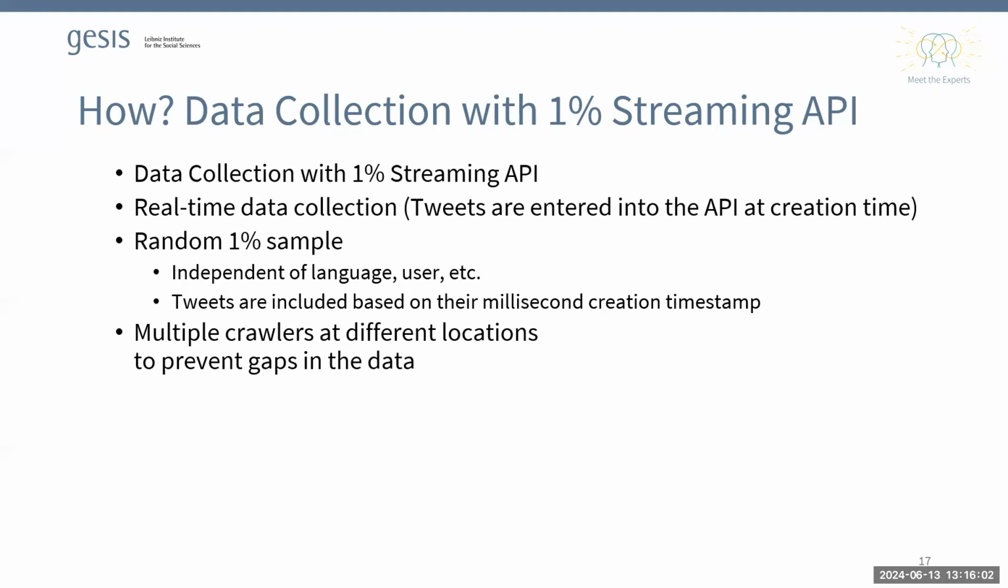That means once a tweet is shared, it was entered into the API, and this API delivered 1% of all the tweets that were posted. And this is a random 1% sample, so it's independent of the language, independent of users, etc. So the only reason why they would be included is based on the millisecond timestamp. If you create a tweet at a certain millisecond, then this determines if the tweet is part of this 1% streaming API.